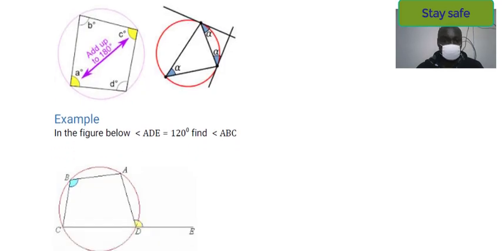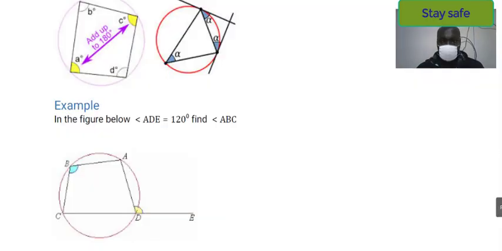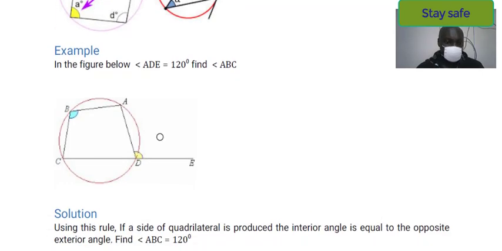Now let's look at this example. Sorry for this. Let's go to the first example. In the figure below, ADE is 120. Find angle ABC. So ADE is 120, so this angle here is 120. You're supposed to find angle ABC.